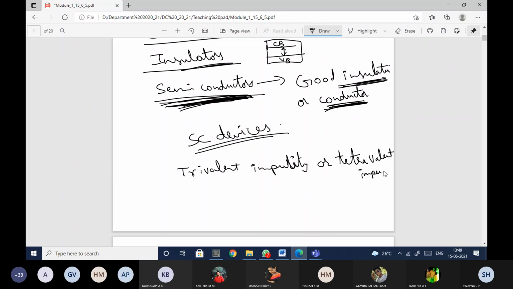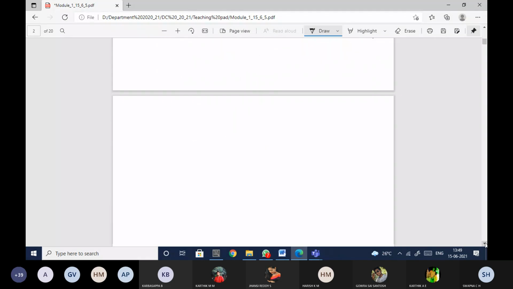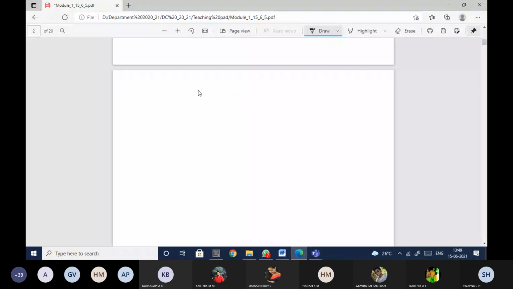Okay, adding something is said to be doping. So adding something to the pure semiconductor atoms is said to be doping. Here, what you need to do is dope the semiconductor atoms with additional atoms, so that it forms two different types of semiconductors.